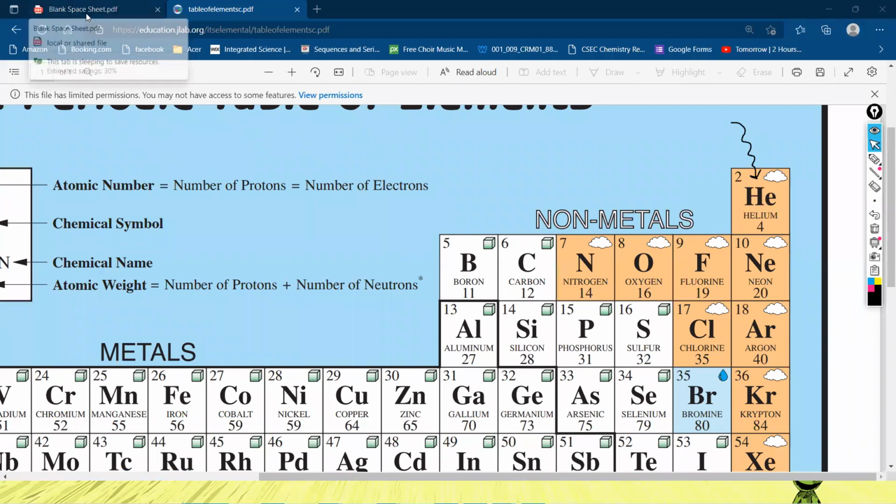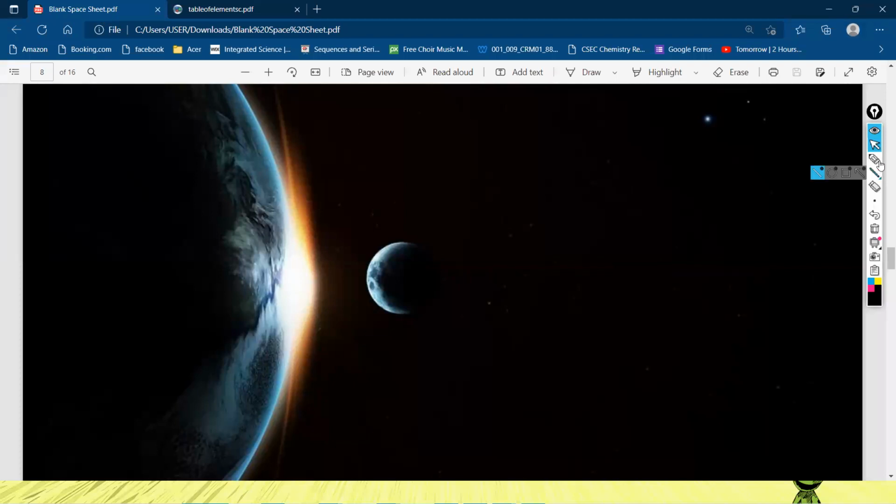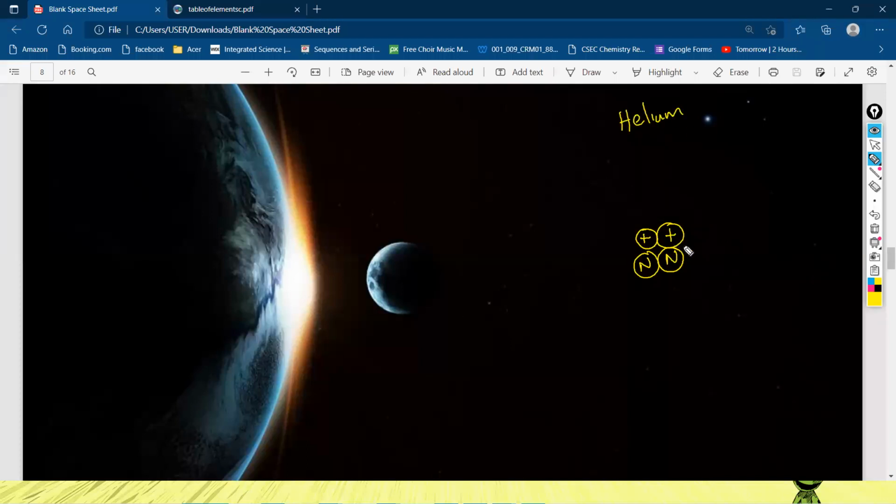Let me draw a helium atom for you. A helium atom has 2 protons, 2 neutrons, and it must have electrons. Can anybody tell me how many electrons it will have? We're talking about helium from this diagram here. It's supposed to have 2 electrons, so it will have 2 electrons circling or orbiting it. So over here is a helium atom.